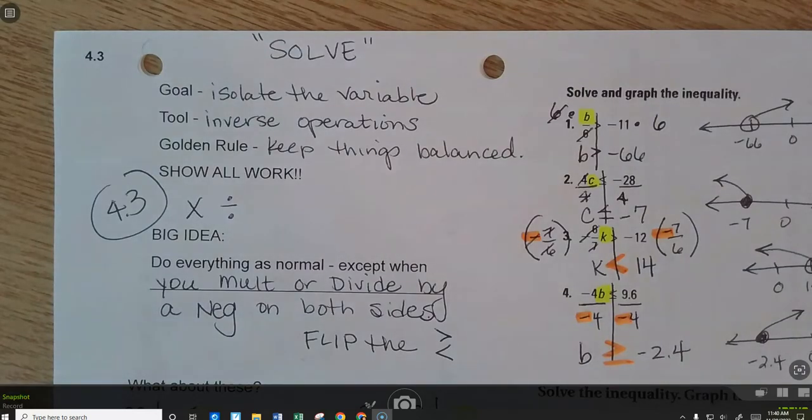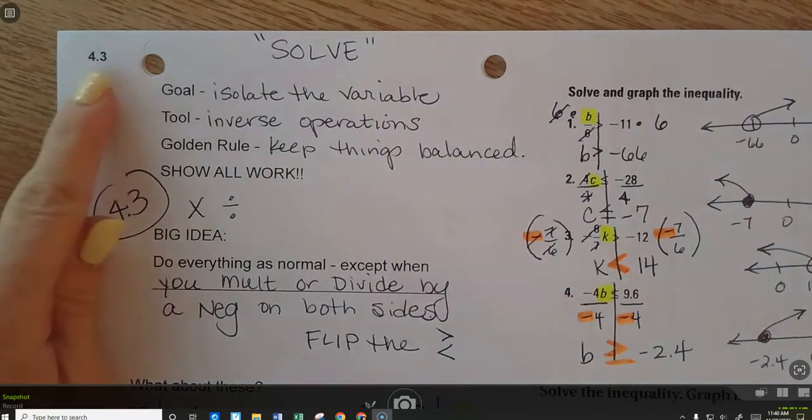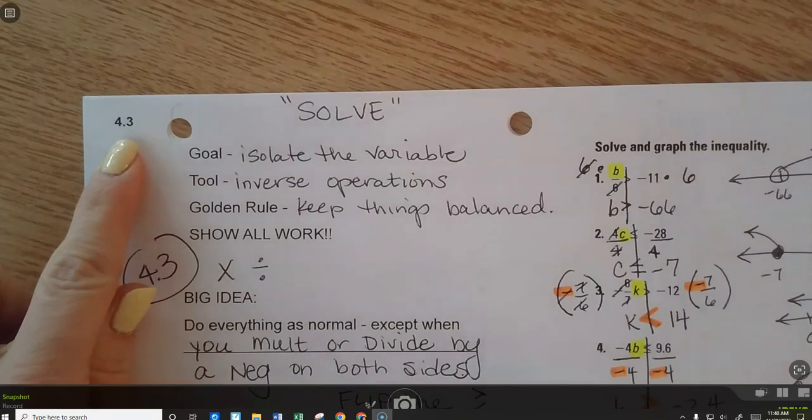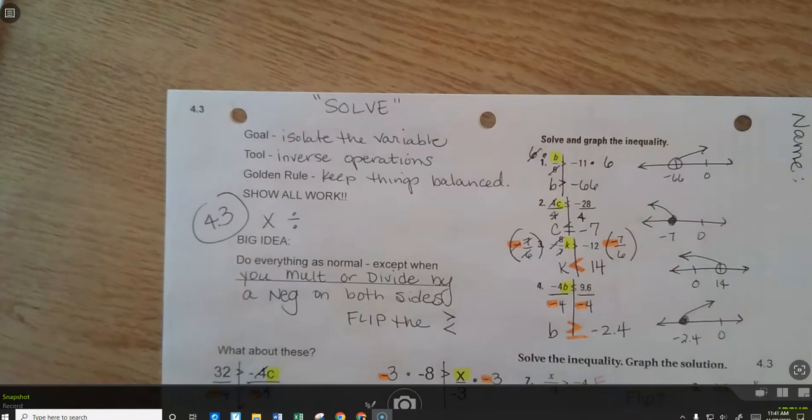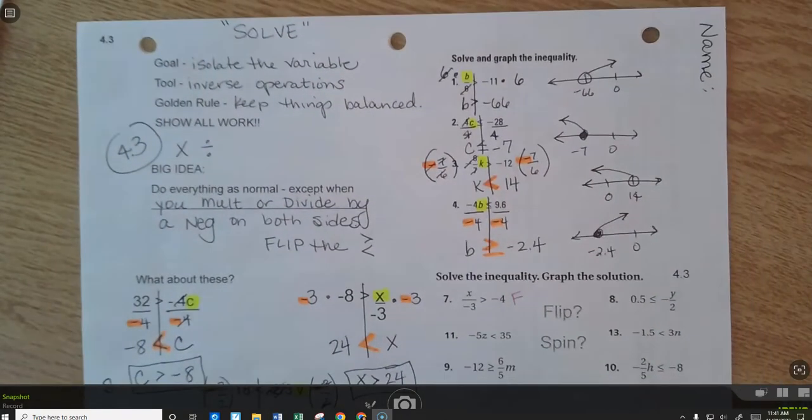Okay, I want you to find this paper from yesterday. It says 4.3 in the corner. We did it as notes yesterday. I'm going to zoom out. You should have the whole front side completed.